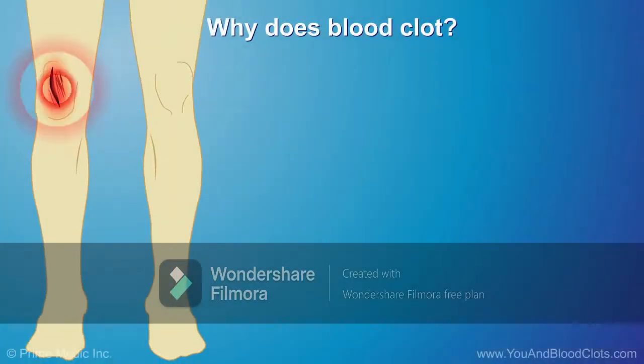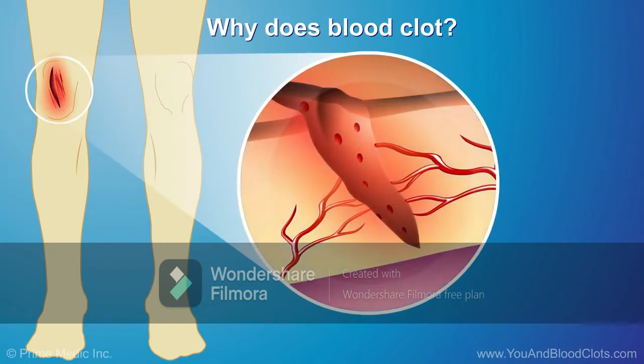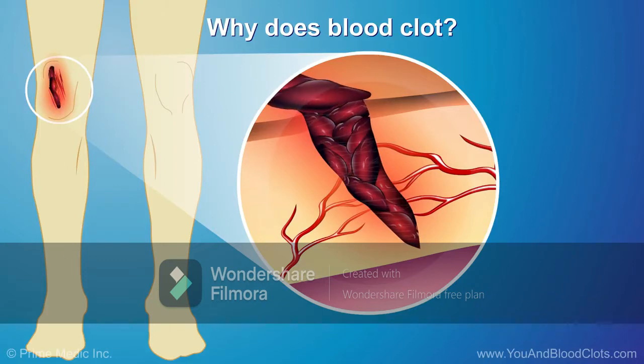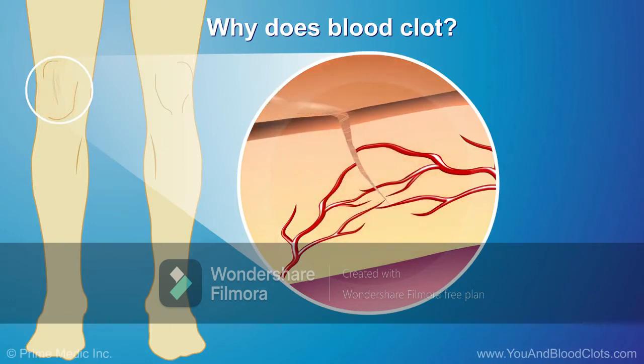The body creates blood clots to help stop bleeding and help wounds heal. For example, scabs are blood clots on the skin that form to stop bleeding from a cut or injury. Clots also form when you have injuries inside the body. Most of the time, the body will get rid of the blood clot once it starts healing.